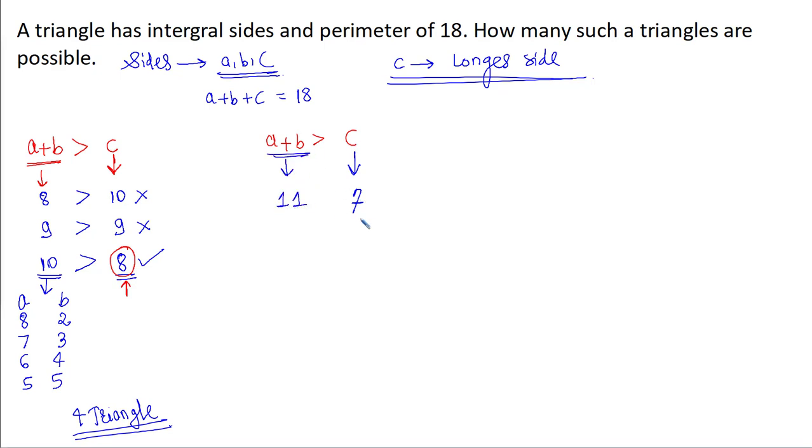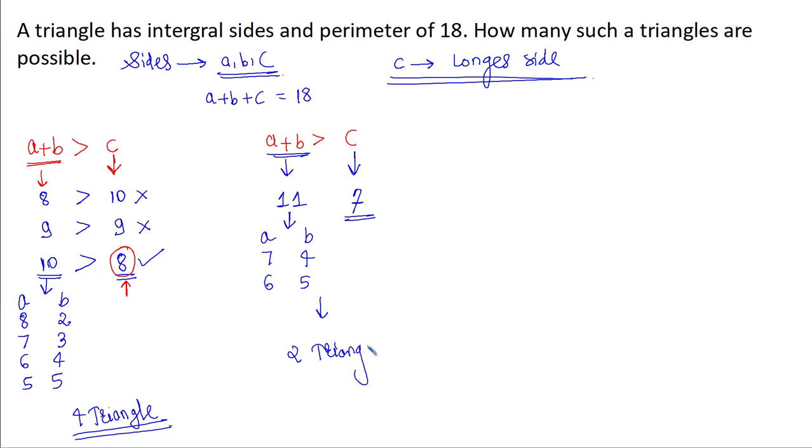Now 7 is the longest side, so we cannot use a number which is more than 7 now. We can use 7 or less than 7 number. So a plus b has to be 11, so it can be 7 plus 4. Okay, it can be 6 plus 5, then 5 comma 6 and 4 comma 7 will be the repetition. So in this situation, how many different triangles are possible? There are 2 different triangles possible.